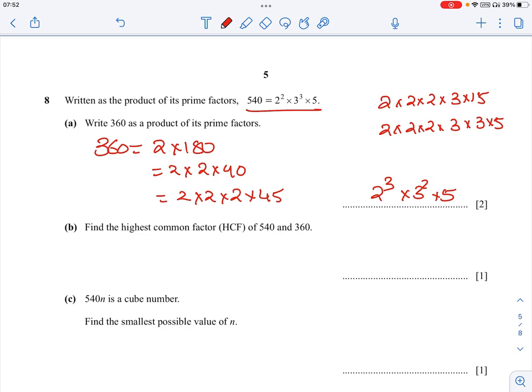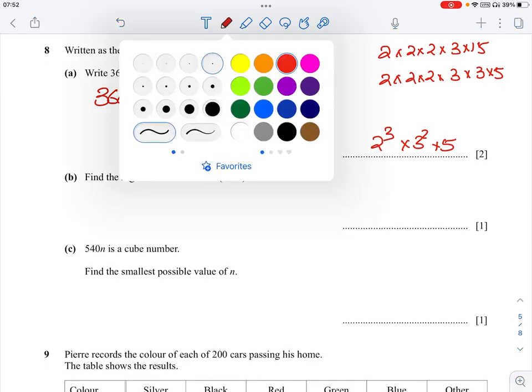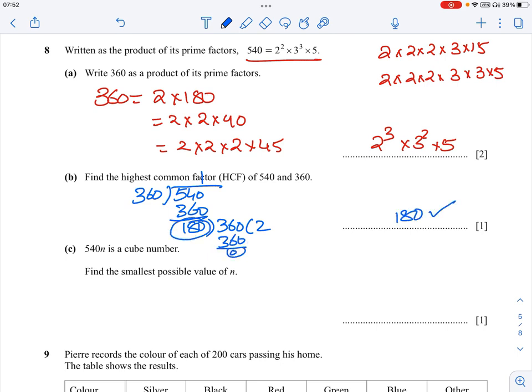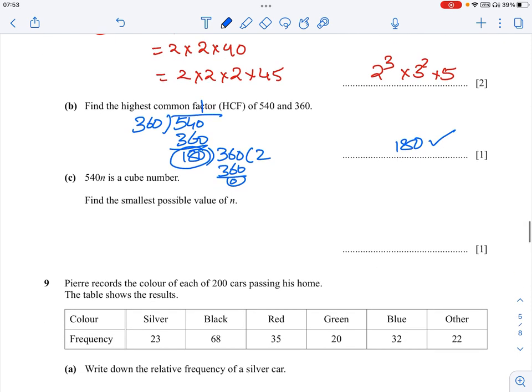Find the highest common factor of 540 and 360. So 540, 360: 360 times 1 is 360, remainder 180. Again bring down the 360. 180 times 2 is 360. So I get the remainder 0. Whenever I get the remainder 0, that's going to be the highest common factor, 180.